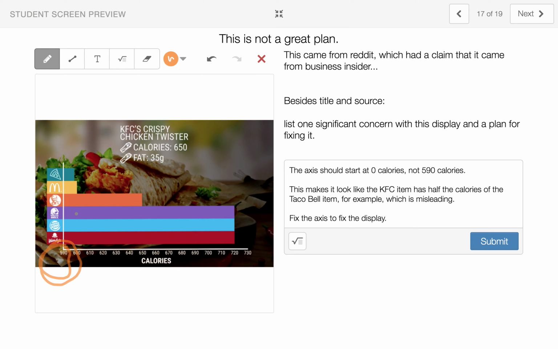And what that does is it makes it look like this KFC bar stops here at half of the Taco Bell bar, for example. And that would be misleading, because 650 calories is not half of 720. It's a bit misleading. So to fix it, if they would fix their axis so that it starts at 0, that would be more accurate display of what's going on.